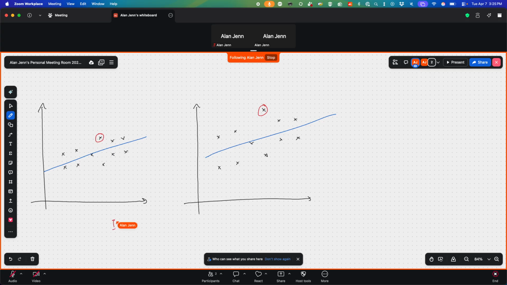So if a point is taken away, which beta is likely to change more? So the idea being, which slope do we have more confidence in? And the standard error is sort of a measure of that confidence.